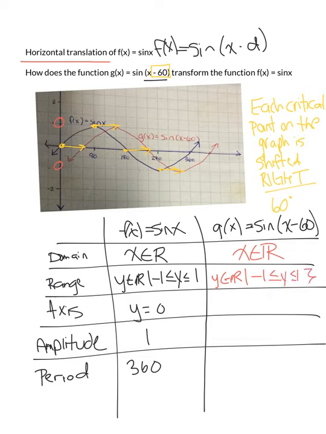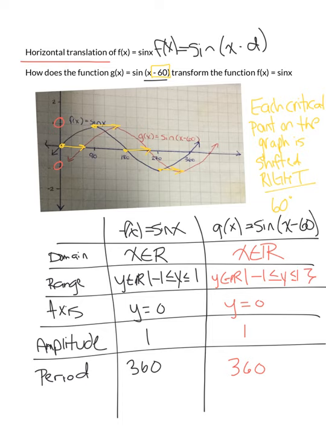Our axis is also the exact same. Again, no vertical shifts means no change in axis. Our amplitude is still 1, and our period is still 360 degrees. Now, I do want to go over this one a little bit. Our period might confuse people.